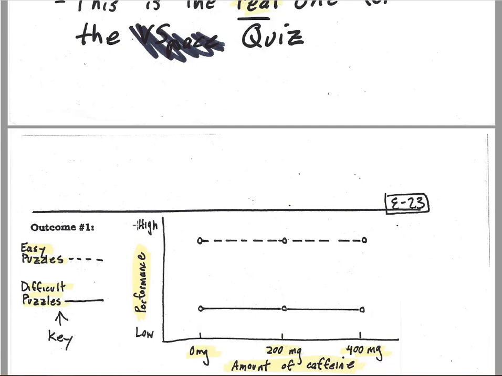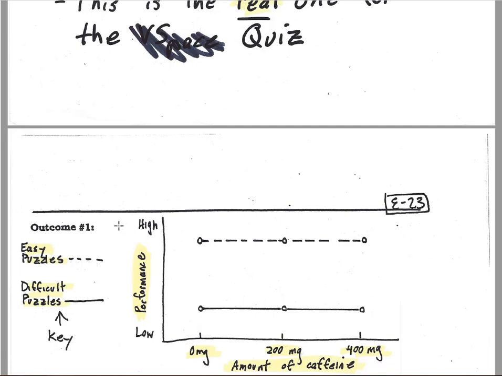Question 2, do you have a significant main effect for factor A, amount of caffeine? How do you know? In fact, in question 3, is there a significant main effect for factor B, difficulty of puzzles? How do you know? Pause the video, try to answer those questions, and then unpause the video and you'll see what the correct answers are.